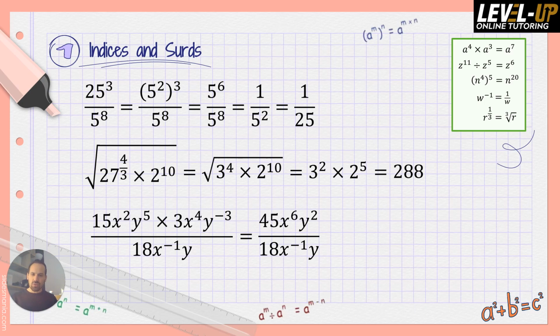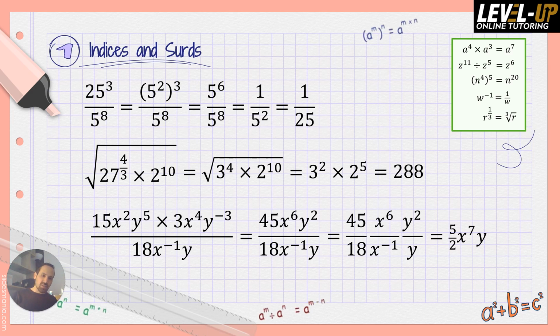Now we've got just one term divided by another term. We can then continue to use those indice laws. We can split it up into the number parts, the x parts, the y parts. Those are the parts that are going to cancel out on the top and bottom of the fraction. So we've got 45 over 18, which can simplify to 5 over 2. X to the power 6 over x to the minus 1 is going to be x to the power 6 minus 1, which becomes x to the 7.